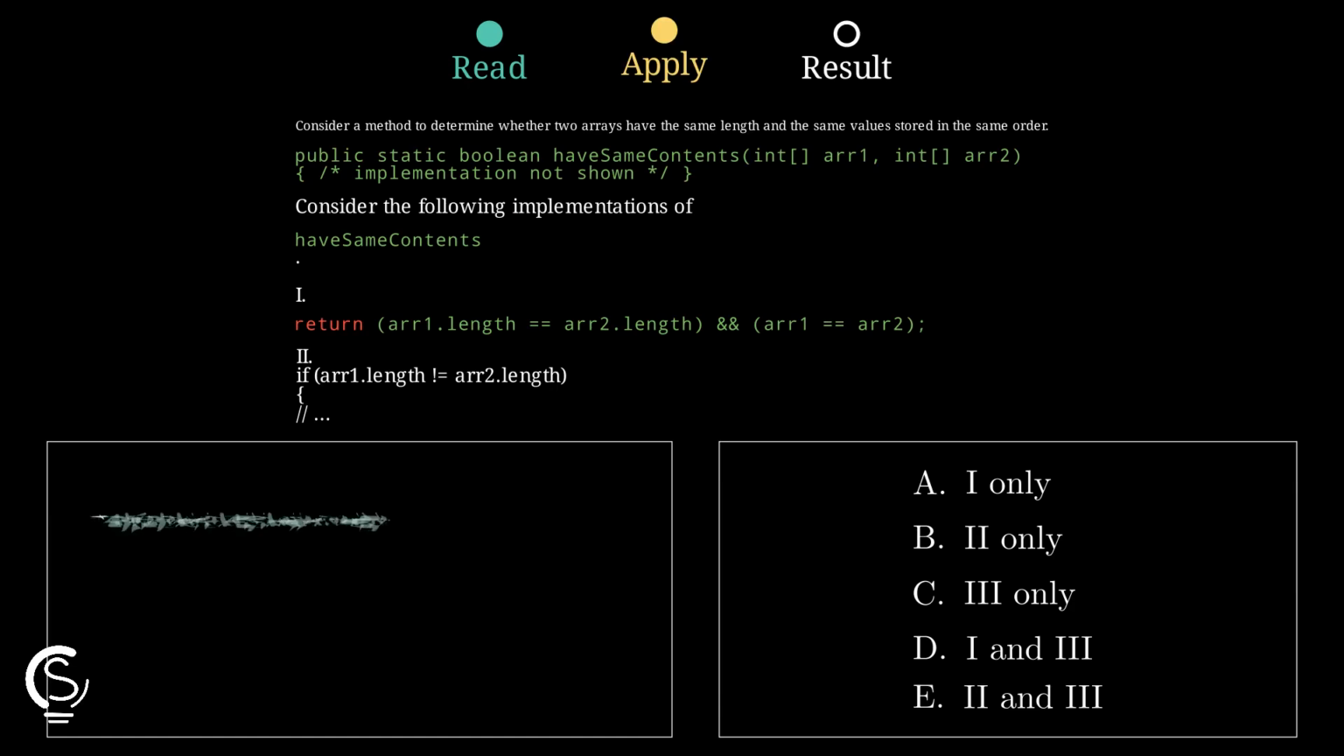Implementation 2 is also wrong because it returns a result during the very first iteration of the loop. It only compares the first elements and ignores the rest of the array.